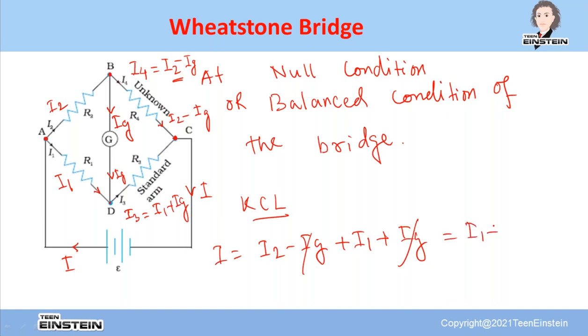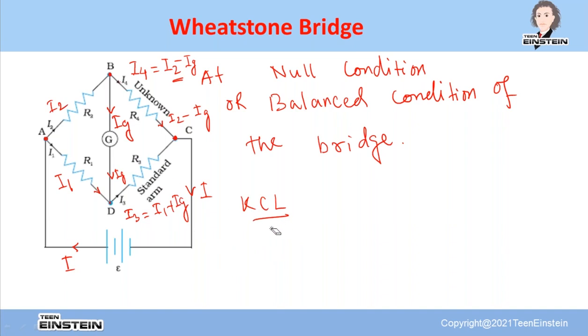If you just add them up, then you get the total current I. So now it will come as I over here. So I1 plus I2 is I, right? This is how we are applying KCL over here. Now look, as I said, we will be talking about the null condition over here.